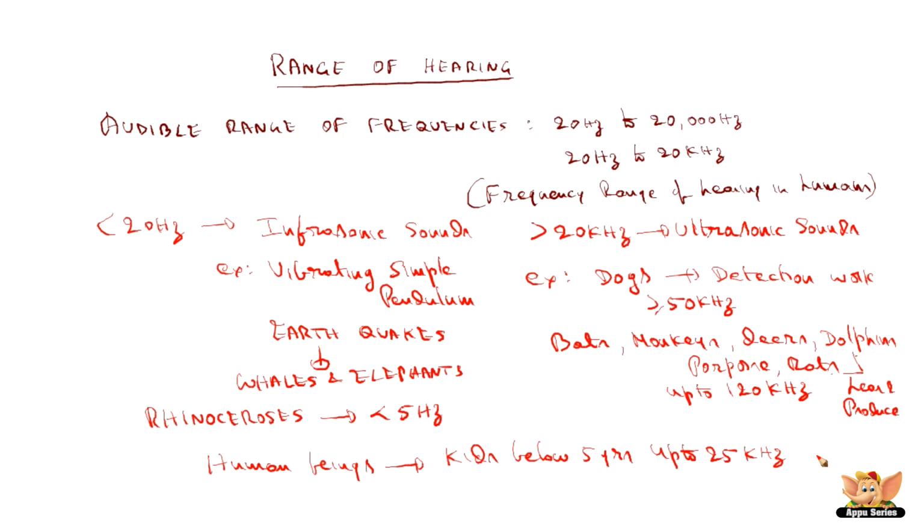And in the laboratories, how can we produce ultrasonic sound in a simple form? Tuning forks can produce ultrasonic sounds. So we understand from this the audible range of frequencies for human beings. For an adult, it is only 20 Hz to 20 kilohertz, whereas kids below 5 years can hear up to 25 kilohertz. So below 20 Hz is called infrasonic, and above 20 kilohertz is called ultrasonic.